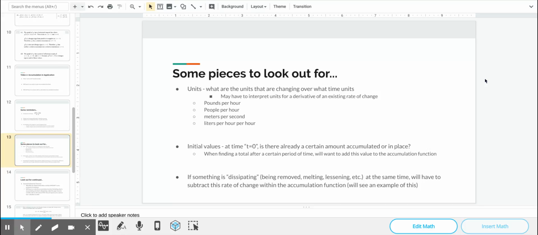This can get a little bit strange because we're typically starting with a rate of change function in these problems, and then we might be asked to take the derivative of that rate of change function, which is a second derivative. And so interpreting those units is a little bit different. It can look a little bit strange. So we'll actually talk about that a little bit today.